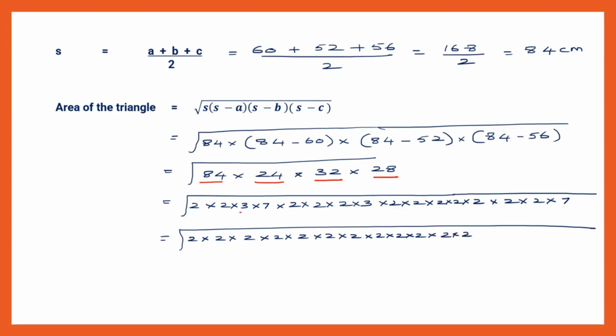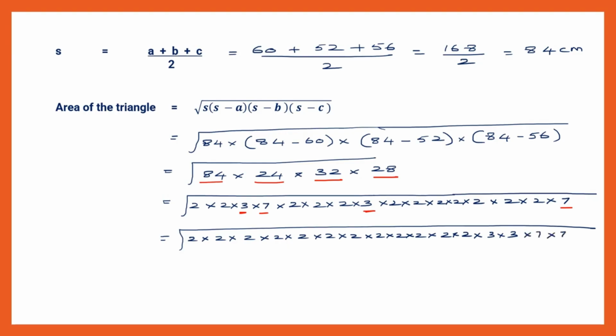Now let's take all the threes. We have 1, 2. We have only two threes. So let's write that down. Into 3 into 3. Now let's take all the sevens. Here we have one 7 and we have one more 7. So there are two sevens, into 7 into 7.